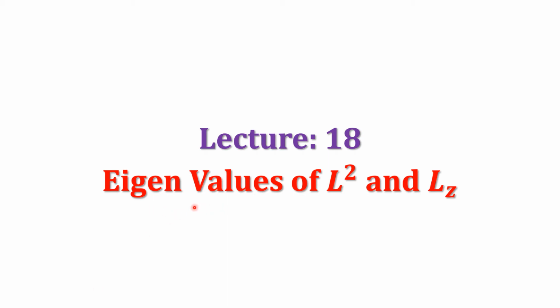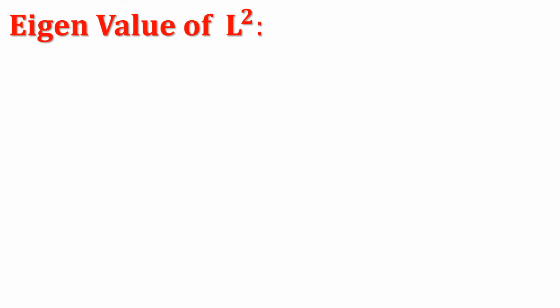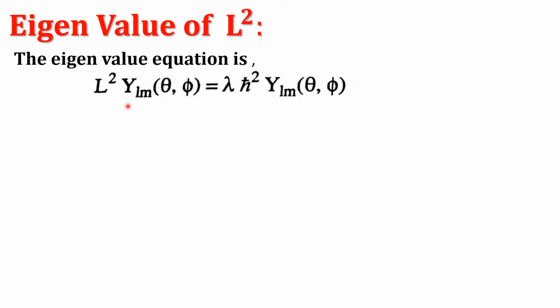In this lecture, we discuss the eigenvalues of L² and Lz. Here, firstly, we find the eigenvalue of L². So we write the eigenvalue equation for L². The equation is L² Y_lm(θ, φ) = λħ² Y_lm(θ, φ), where Y_lm(θ, φ) is a spherical harmonic function.